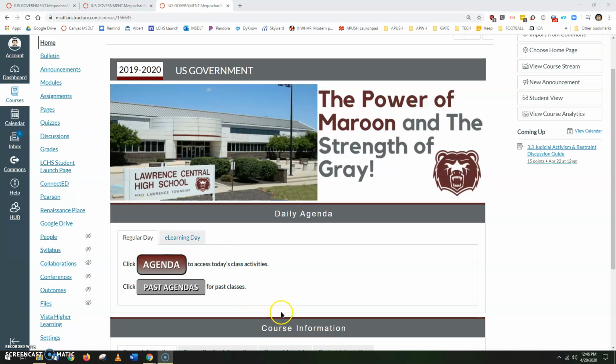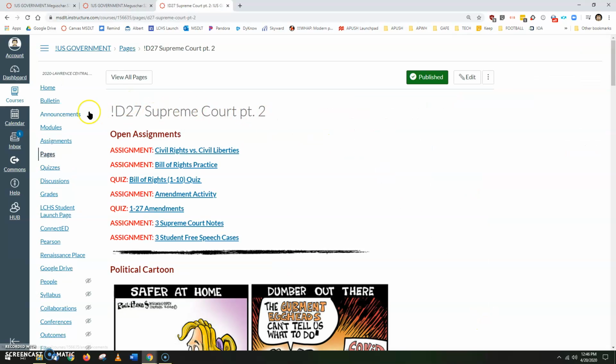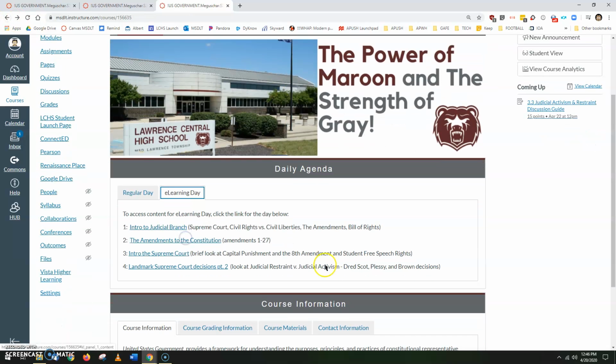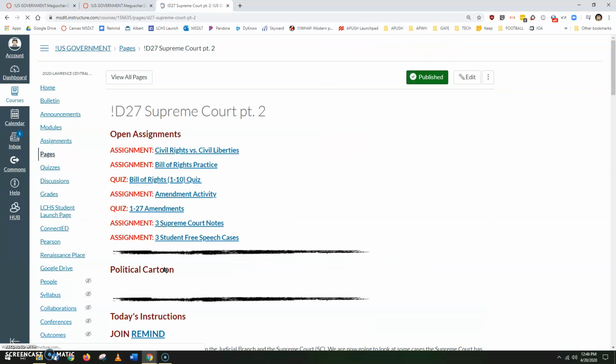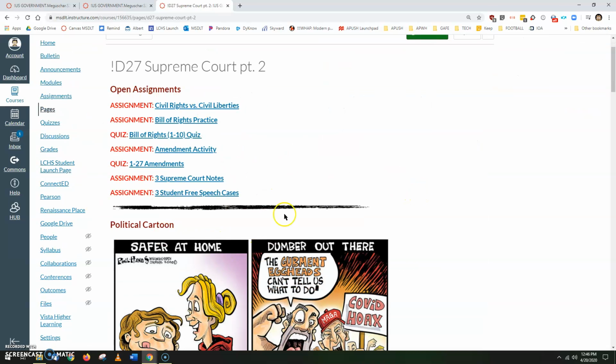To get to our daily assignments, you can either go through agenda, and that'll take me into Supreme Court Part 2, or I can go to e-learning and look here, Supreme Court Decisions Part 2. So we're at the same spot. These are currently our open assignments. My suggestion is you work your way down through them if you haven't already. Don't forget we have 2 quizzes here that you do get multiple opportunities to take.